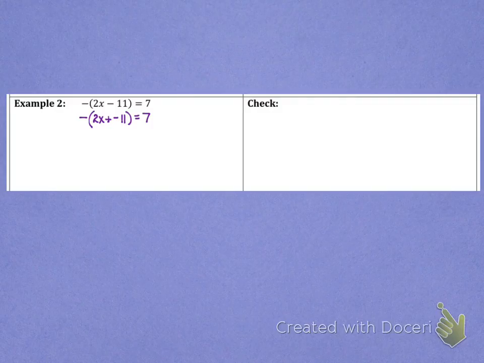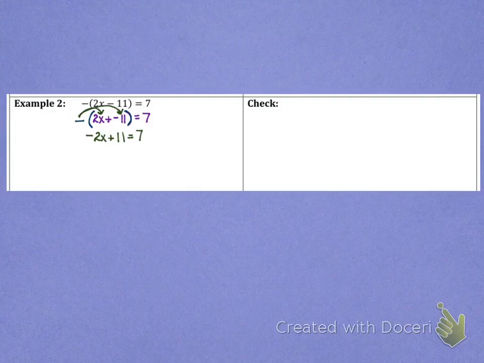Now, distributing an opposite sign is the same as multiplying by negative 1. So what you can do is make this into a negative 1 times, in parentheses, 2x plus negative 11. Or you can leave it as an opposite sign and just draw your arrows from there. So if you take the opposite of 2x, you get negative 2x. And if you take the opposite of negative 11, you have positive 11. Now that I'm done with distributing, I don't have parentheses around my 2x plus 11. They go away once you've used them up.